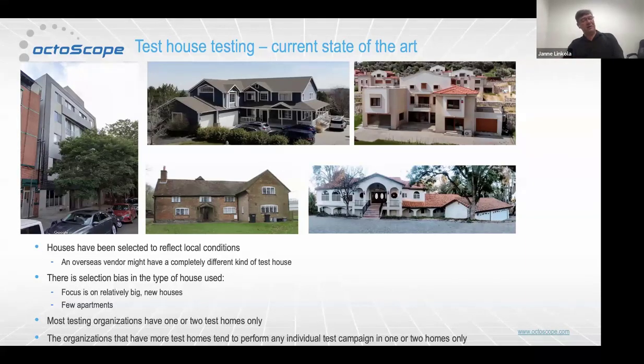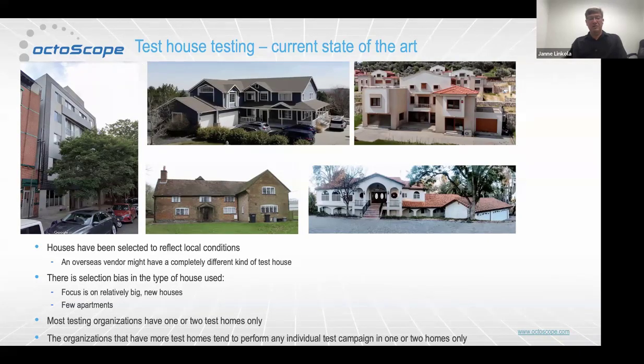Hence, I think IEEE recommended the usage of wood houses. Wood houses are sort of the cheapest form of construction, so probably there are more wood houses out there in the world than many others. But if we look a little bit more closely at these houses, there's clear selection bias going on, right? These are big houses.